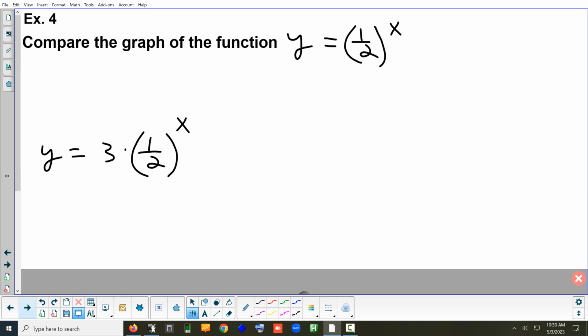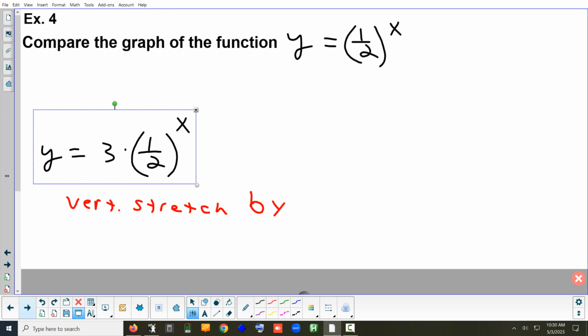So let's try this one. The first one is y equals 3 to the 1/2 x, and you're comparing it to 1/2 x. Okay. What's this 3 going to do? What would be the sentence that you would write that describes it? Vertical stretch by a factor of, can you just say what the factor is again? 3. Okay, so what does that really mean?